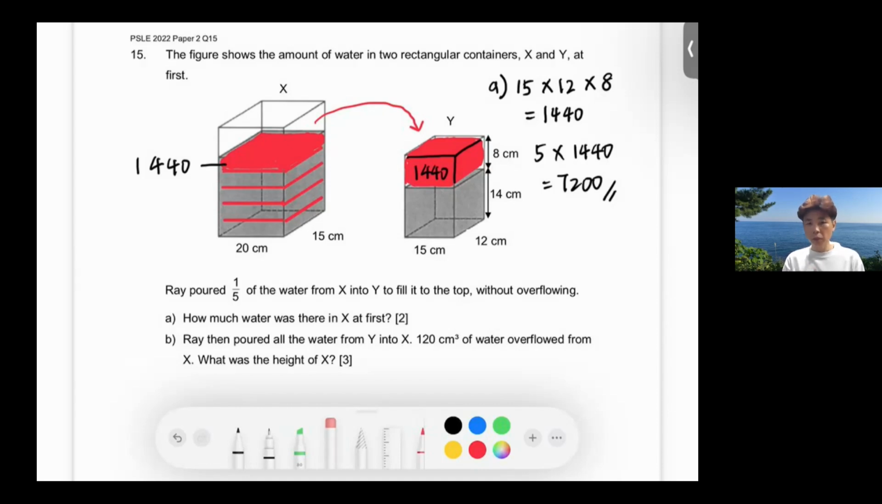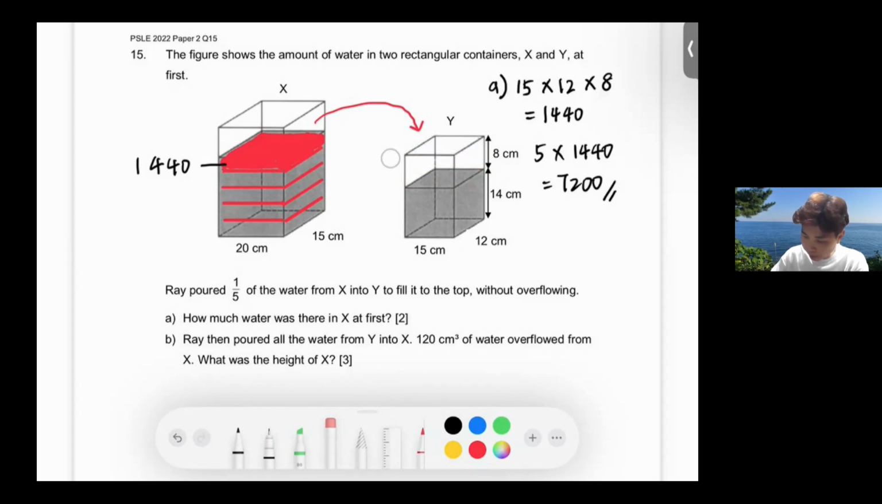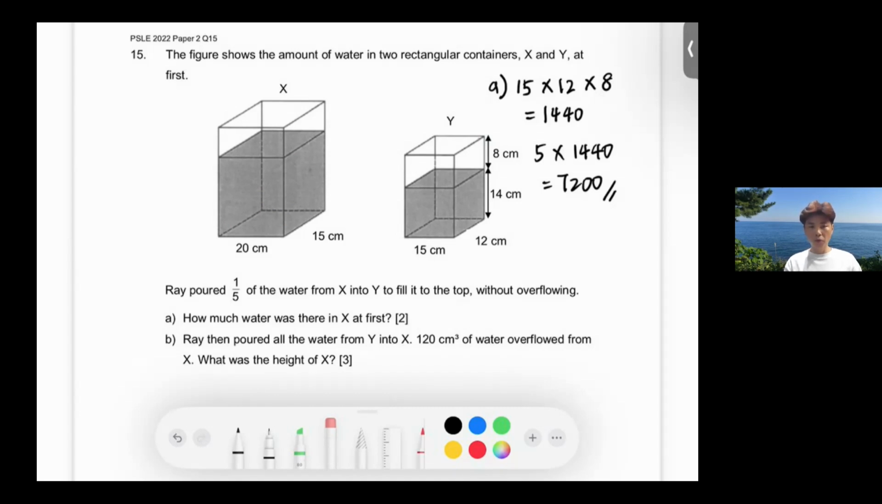Maybe you can think of it this way. You can pour back the 1,440 cubic centimeters of water from Y back into X first. That way, we will get back the same original amount of water in both X and Y. So if I were to do that, this is what will happen. Ray is going to pour this 1,440 cubic centimeters of water from Y back into X. And we will get back this original volume of water in both X and Y.